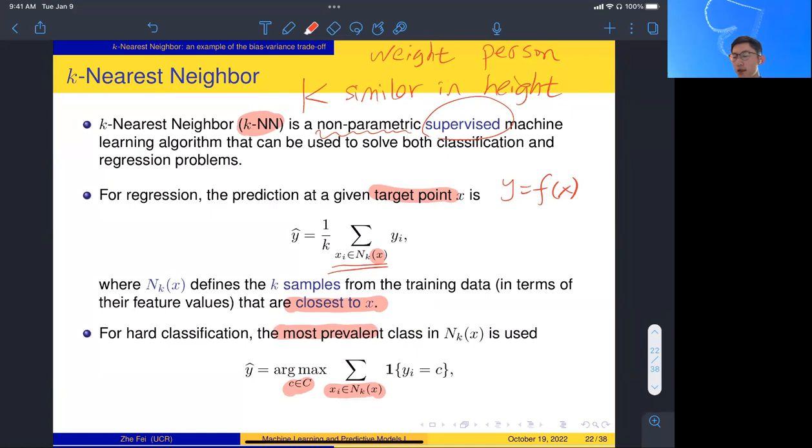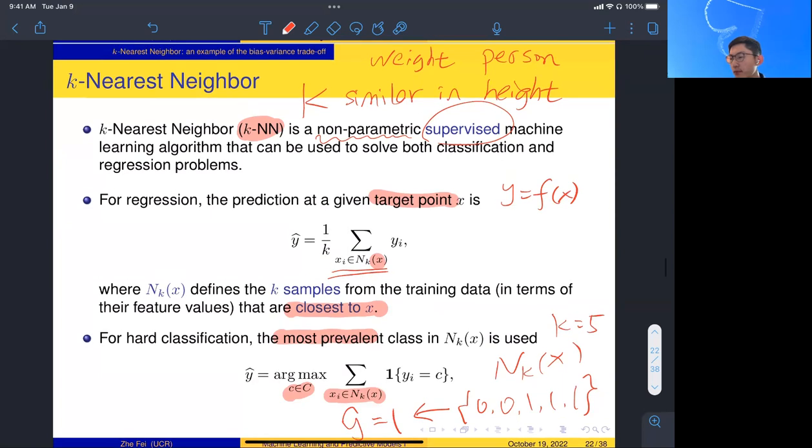So for example, say you have two class labels, 0 and 1, and in your neighborhood, say N_k of x, you observe 2 zeros and 3 ones. These are the yi values in the neighborhood. So here your k is 5. For k equal to 5, in the neighborhood you observe 3 ones and 2 zeros. So the most prevalent class in this case would be 1. So what we get from this k nearest neighbor is that our y hat label should be 1. So that's how we would perform k nearest neighbor for classification.